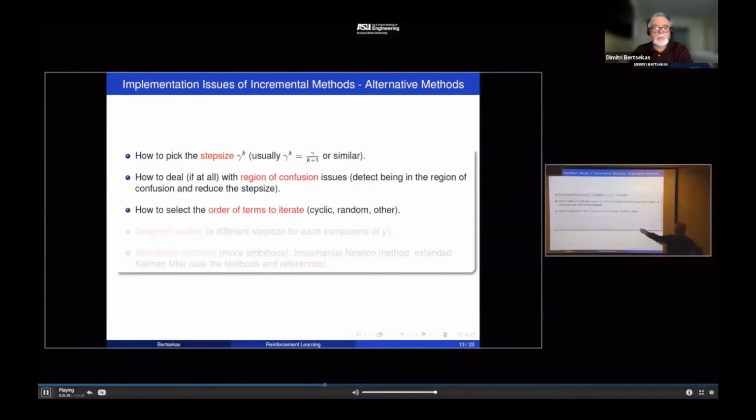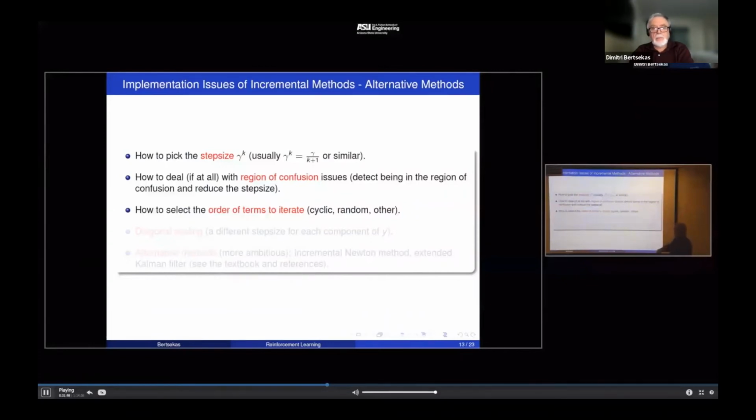Well, we have a certain number of components, m. We can cycle through them. Start at 1, go to m, and then back to 1. This is the cyclic rule. And if you know a good order, it may be the best way to operate the method.